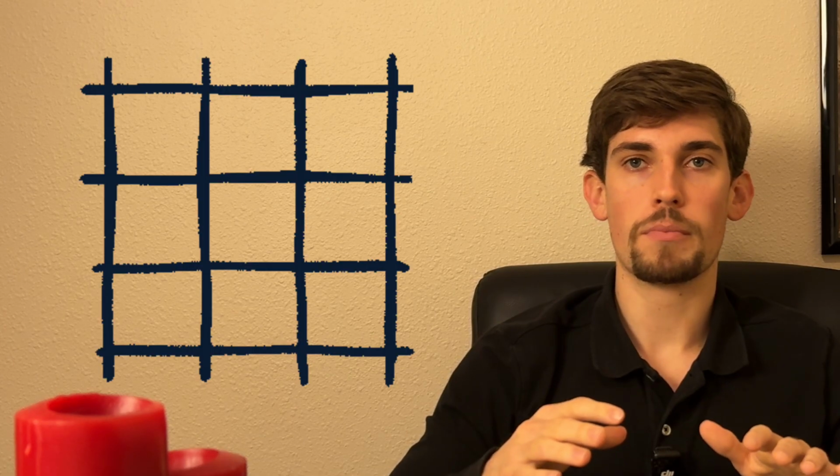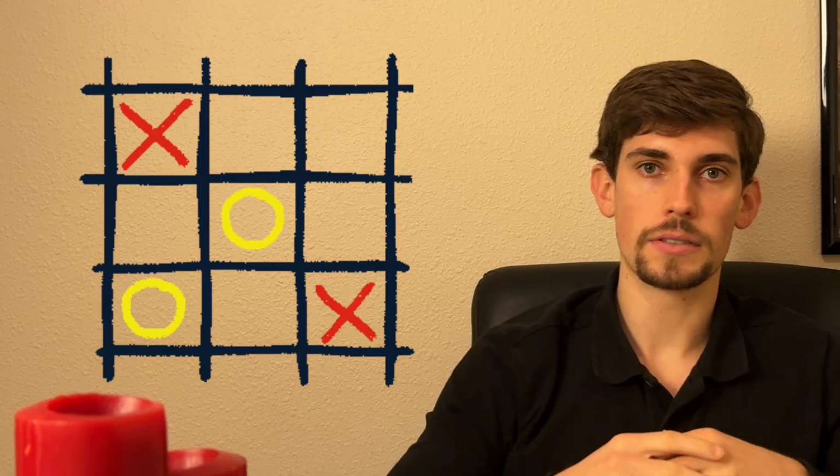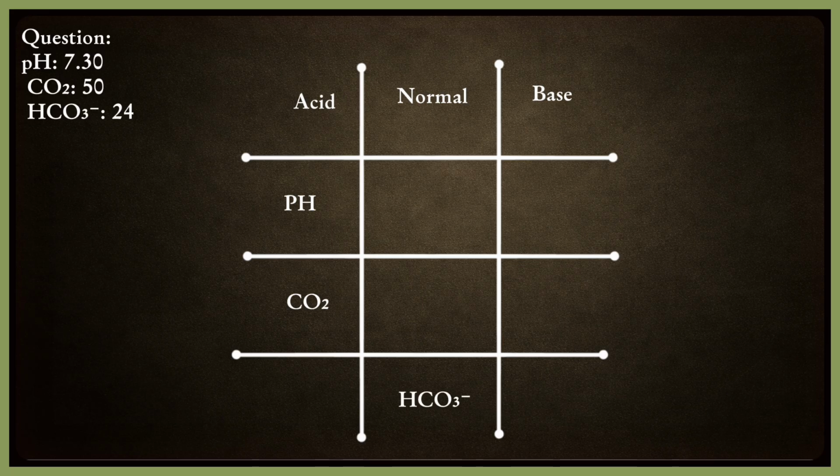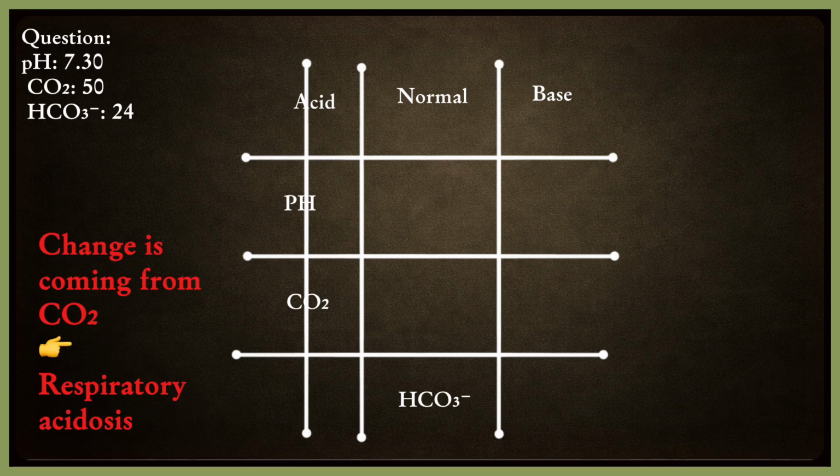A very popular method is the tic-tac-toe method. Using the same question, the pH is low, so that goes on the acid side. The CO2 is high, which also represents acid. HCO₃ is normal. Now we're looking for the straight line, like tic-tac-toe. We have a line between pH and CO2, and that confirms what we already saw. This is coming from CO2, so it's respiratory acidosis.